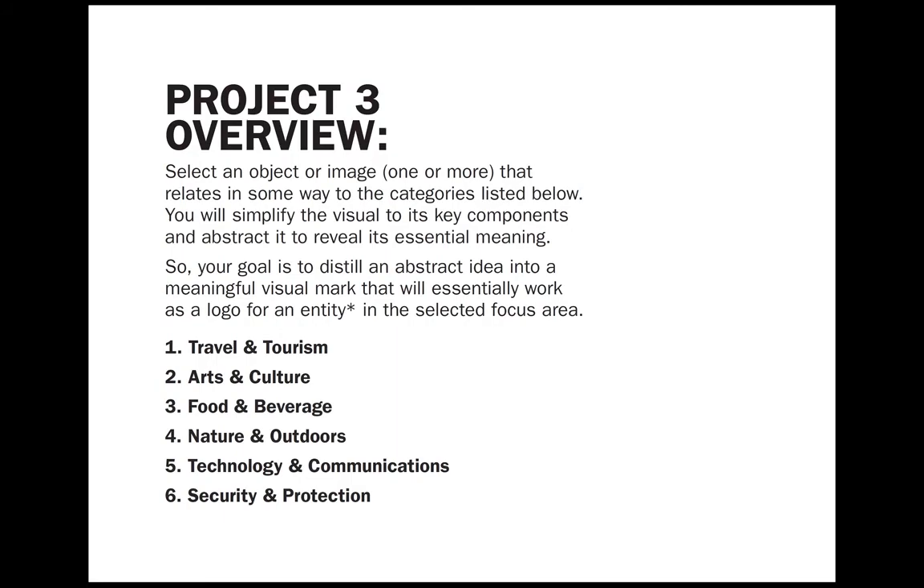Just quickly, your Project 3 overview: you're going to select an object or an image, one or more. For example, we talked about the Canadian flag. That first image was the image of the leaf. We looked at the photo of the eye and all the possible distillations of that, the translations of that to create more of an abstract mark. You're going to take the image that you select and simplify all the visual elements to the most key components. And then you're going to abstract it to reveal its essential meaning. We looked at a bunch of examples of what that means just now.